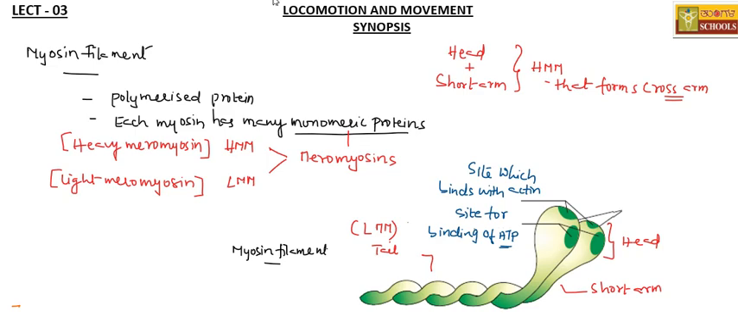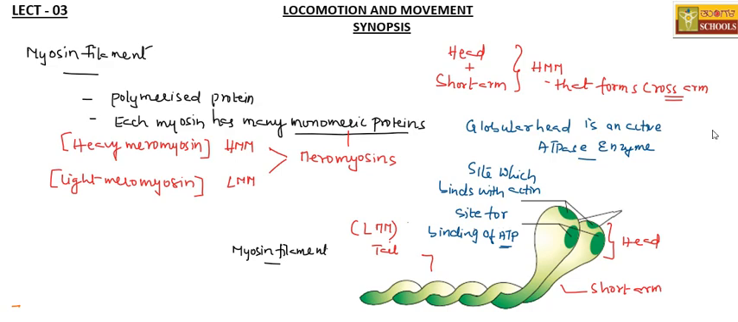So this globular head has a site for binding of ATP. It has an active ATPase enzyme, and has these binding sites for ATP. So the globular head is an active ATPase enzyme.